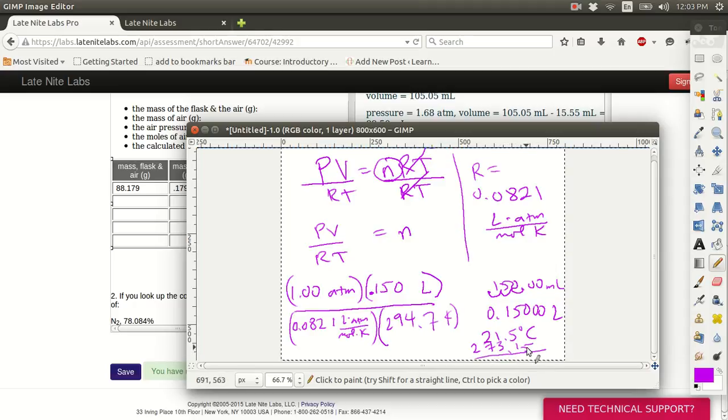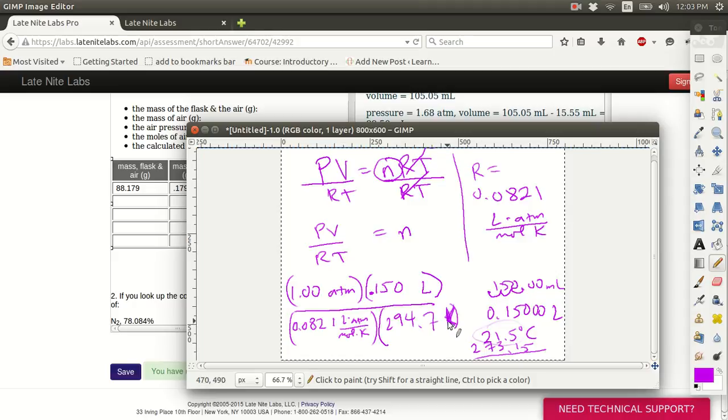294.65, of course, but when you add with significant figures, the answer can only have the decimal place of the roughest number. This is the roughest number because it goes up to the 10th place, whereas the other number goes up to the 100th place. So the answer can only go up to the 10th place too. So we need to round that 294.65 to 294.7. This is a K for Kelvin.